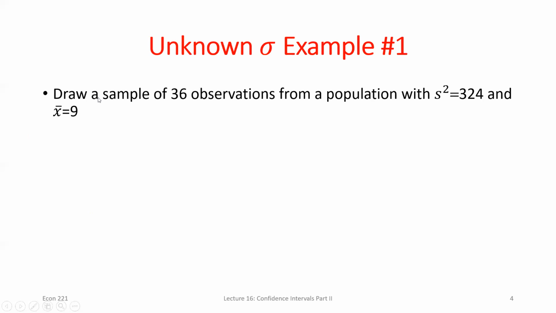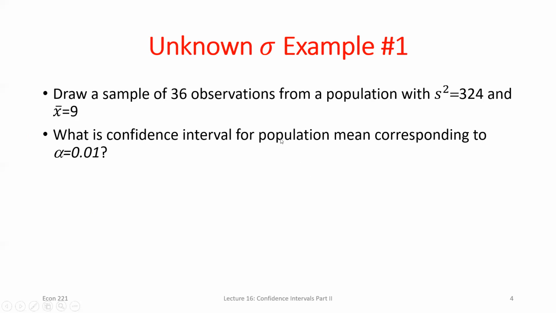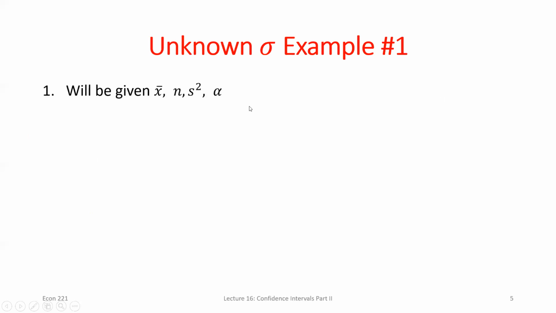Let's say I take a sample, whatever the variable I'm interested in, I take a sample of 36, I find a sample mean of 9, and I calculate from this sample a sample variance as well of 324. If I wanted to build a confidence interval for the population mean that corresponded to the alpha of 0.01, what would it be? So first of all, at an alpha of 0.01, my confidence level would be what there? So 0.01, that was a confidence level of 99%.